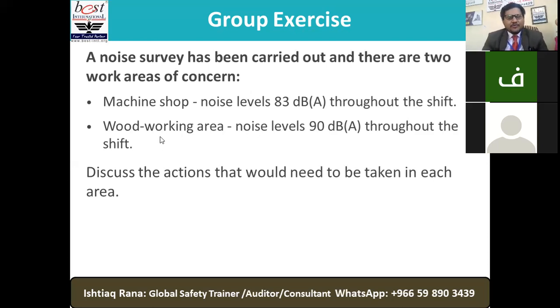Now let's take an example of a woodworking area. The noise level is 90 decibel throughout the shift. In the woodworking area, what actions are you going to recommend actually?